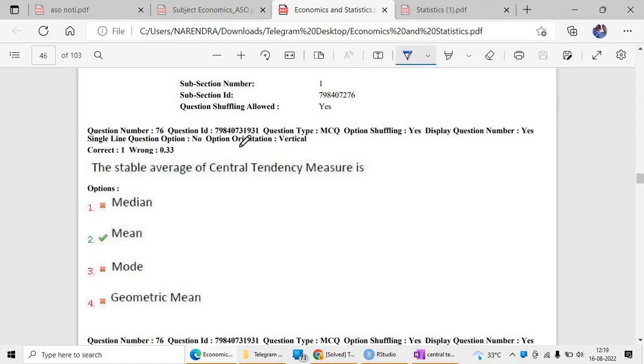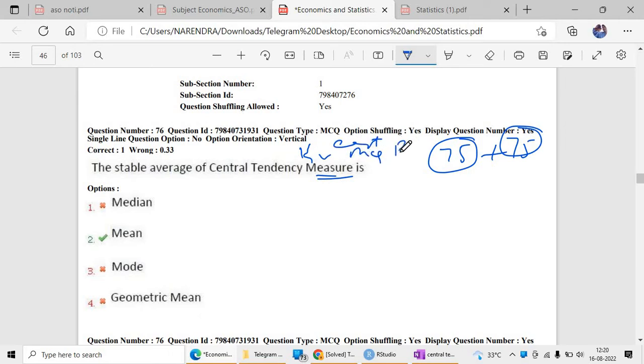See here, this is question number 76, meaning 75 questions are computer science and economics plus 75 questions are statistics. See the stable average of central tendency measures. In the lectures, I kindly request you all to please watch the previous year videos on topic-wise central tendency, MCQs and problems. Then it is very easy to solve this type of question.